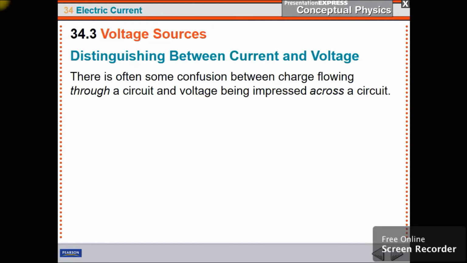All right, while we're learning this, and it's still all a little new, it's easy to get confused between current and voltage. Current is the charge flowing through a circuit, and voltage is being impressed across a circuit. Impressed across, I don't like that phrase. Voltage is pushing the electrons through the circuit.